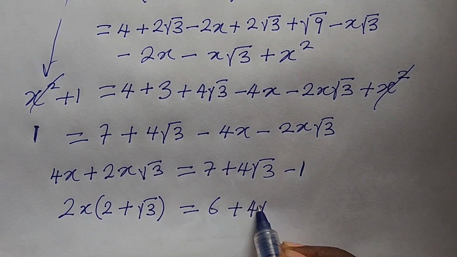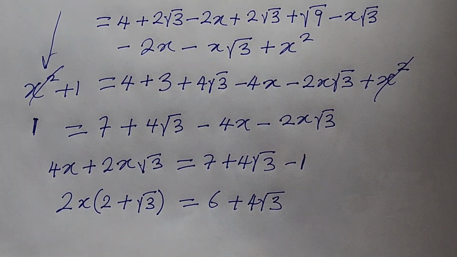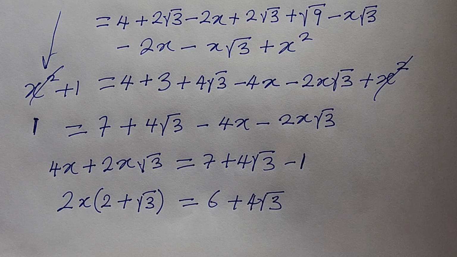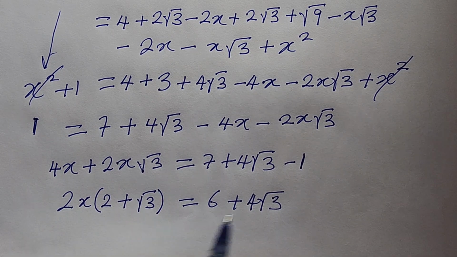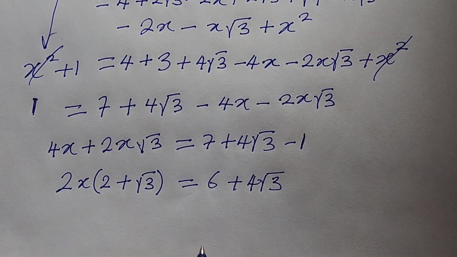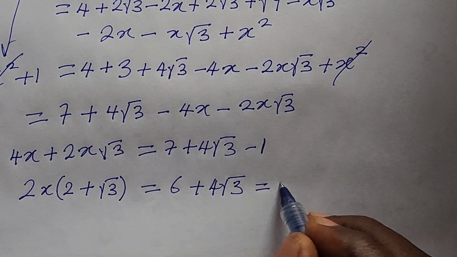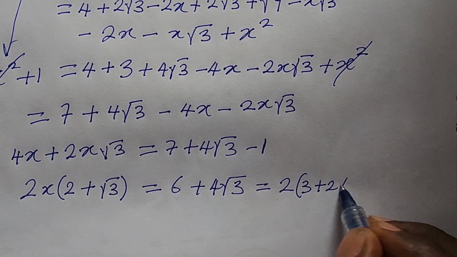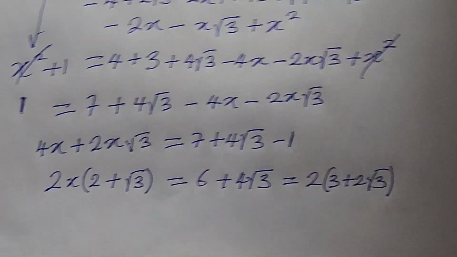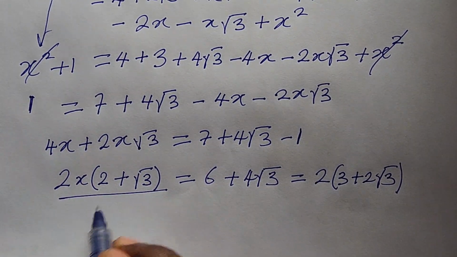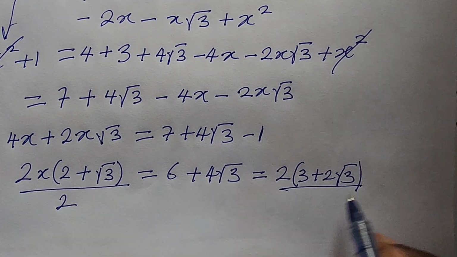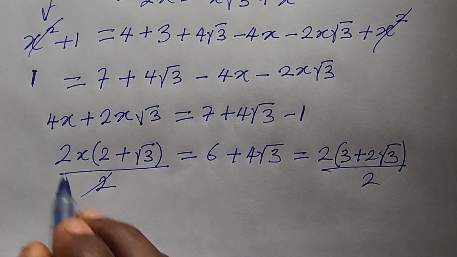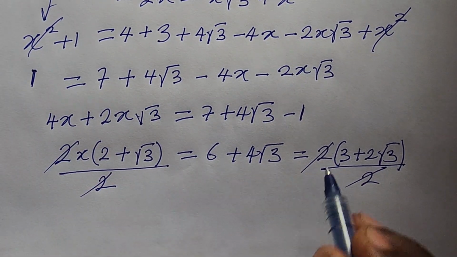plus 4 root 3. We discovered that something is common here, right? We can bring out 2 from here. If we bring out 2 from here, this will now become 2 into 3 plus 2 root 3. 2 is common to both sides, so we divide this side by 2.